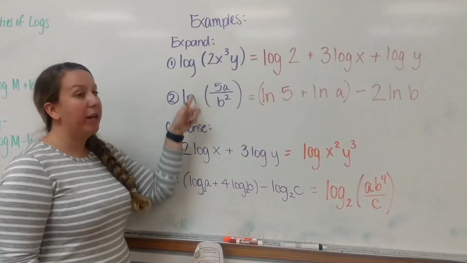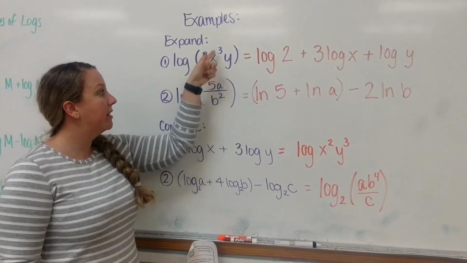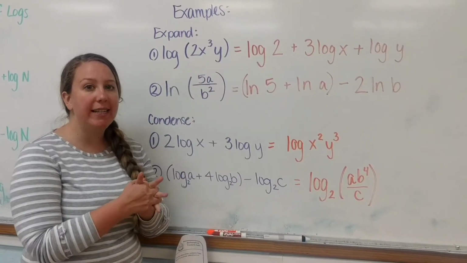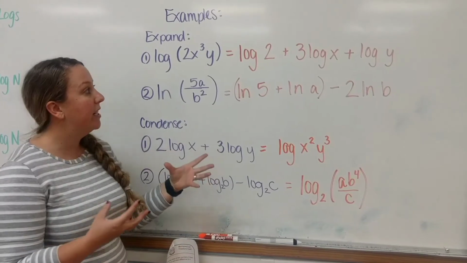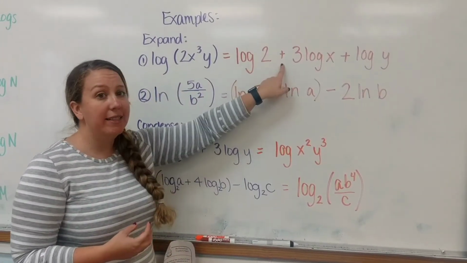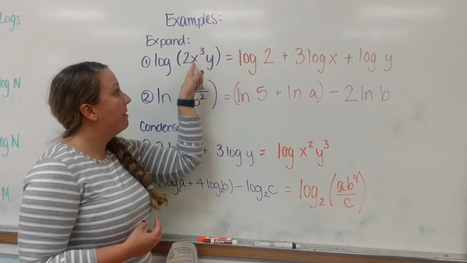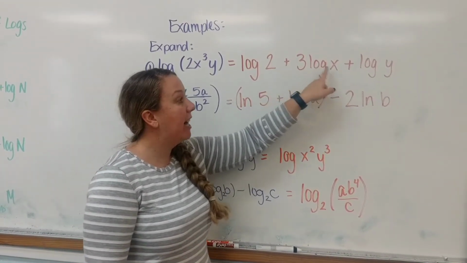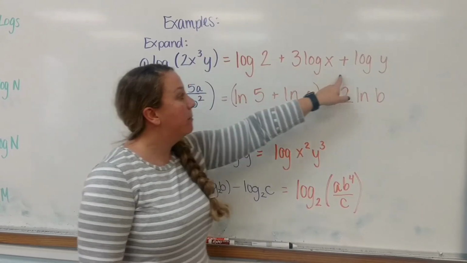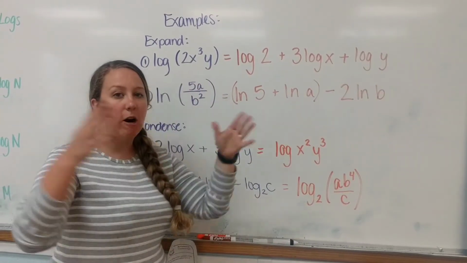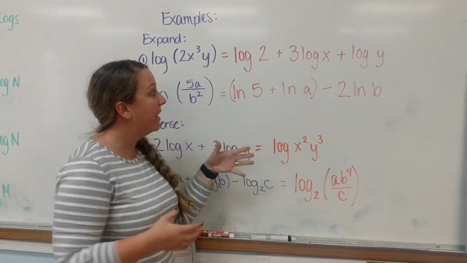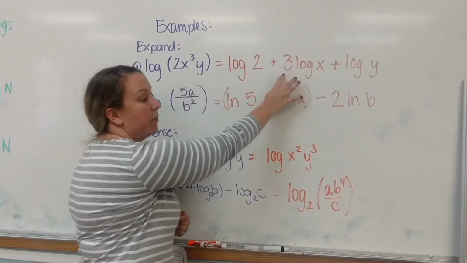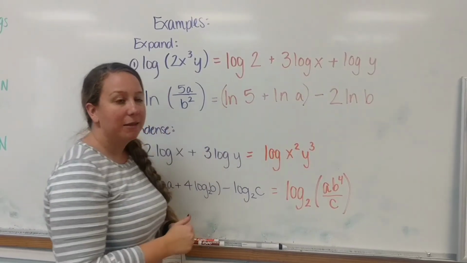My first two are expanding. So I have log of 2x to the third y. Because 2, x to the third, and y are all being multiplied together, I know multiplication turns into addition. So I have log 2 plus, now my exponent wants to come in front of my log here, so I have plus 3 log x. And then plus log y. So multiplication, they all turn into addition when you're expanding. And then your power has to come in front. And because it's just x to the third, the 3 is just in front of your log x.